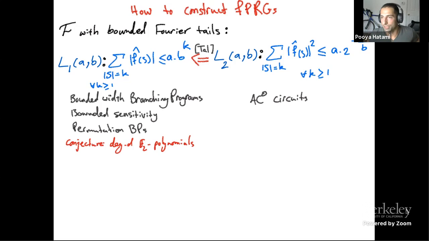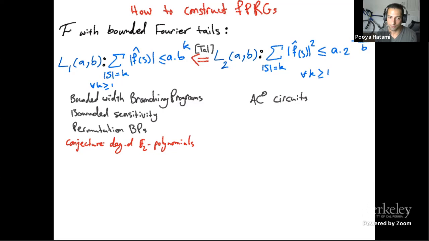So we know that the AC0 circuits satisfy the exponential L2 tail bounds. And we know bounded width branching programs satisfy L1 bounds with B being something like log N to the W. We know bounded sensitivity functions, permutation branching programs, etc. And we conjecture that degree D F2 polynomials also satisfy this with B that is roughly exponential in D, let's say 2 to the O of D. And that would itself imply some new pseudorandom generators for F2 polynomials. And I will talk about that later.